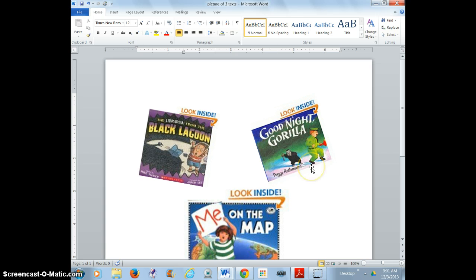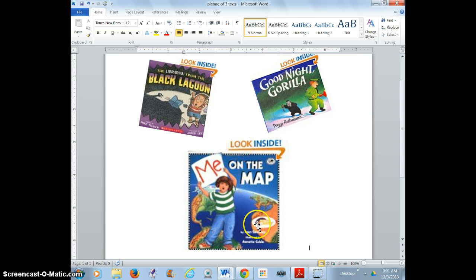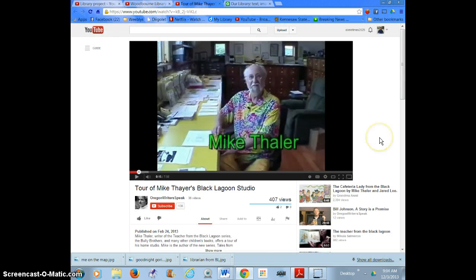We concentrated on three texts: Me on the Map, The Librarian from the Black Lagoon, and Goodnight Gorilla. And we used these to compare pieces of literature and characters, and especially in Goodnight Gorilla, we used the gorilla as a prop, and many of the students used him as a prop in many of their drawings. We also visited Mike Thaler's YouTube video, in which he talks about how he created the story and the illustrations of his books.